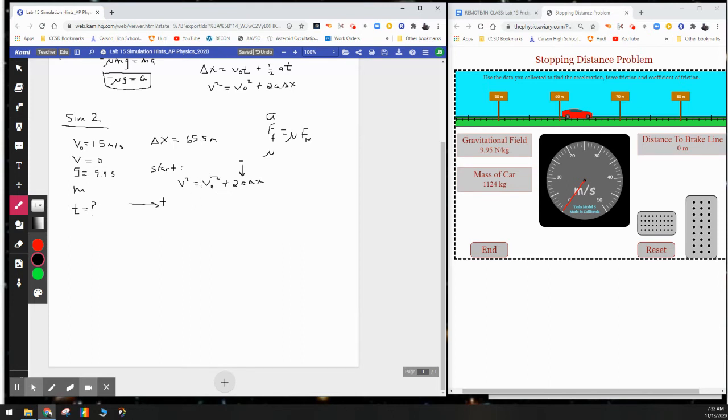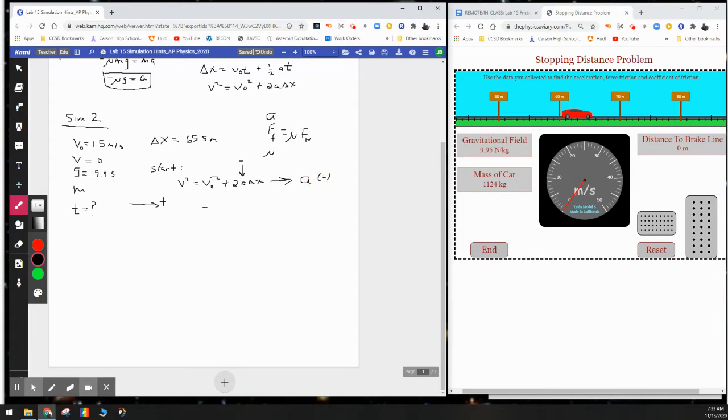So from here, I think I have everything I need. I have my initial velocity, I got my final velocity, 2 is 2, and I have delta x. So from here, we can solve for a, which should be negative. It should be negative. All right, so I got this here.